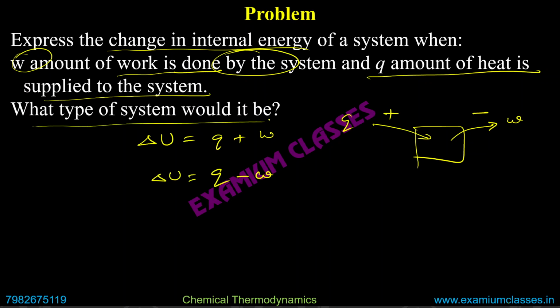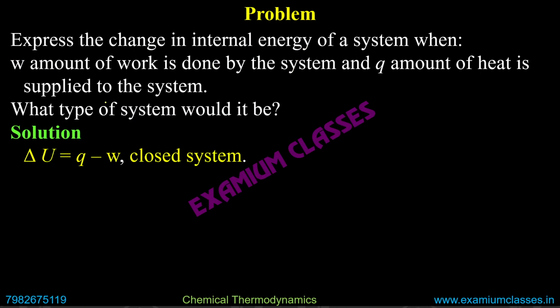What type of system is it? Now it is not the wall, the system has been asked. Work is being done and heat is getting transferred, but nothing is written about matter being transferred, so you should not assume anything. You will not say open system, you will say closed system, because no information about matter transfer is given there. So delta U will be Q minus W and it is a closed system.